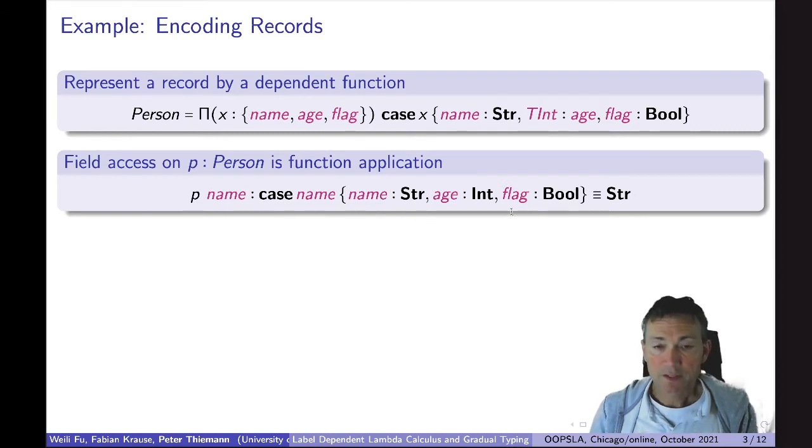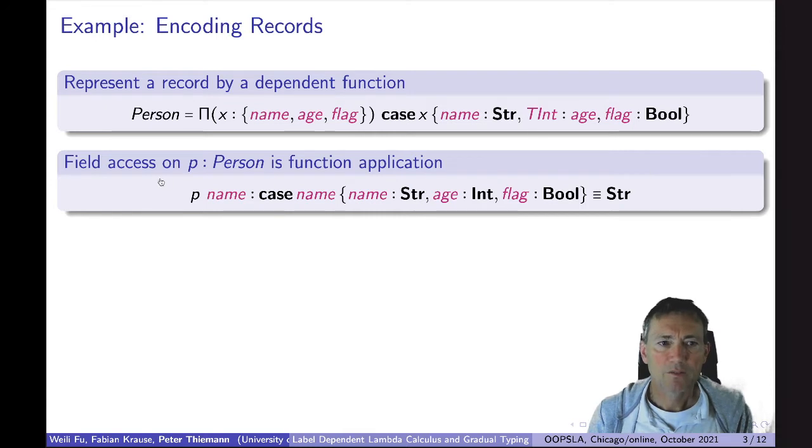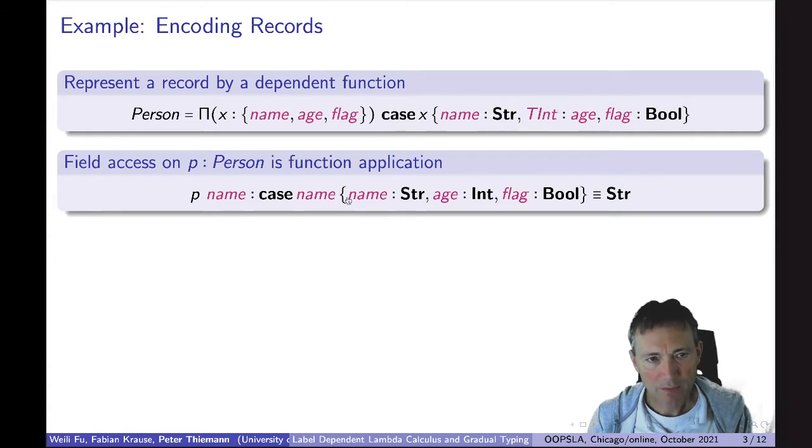With this encoding, which you can do with any dependently typed language actually, field access on a person is just function application. So P applied to the name label, just the same as usual. Type checking this means you have to substitute name for X in the body of the P type. So you get case name, name string, age int, flag bool, and that is convertible to string by just reducing the case.